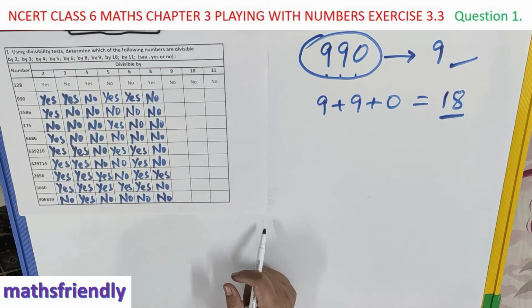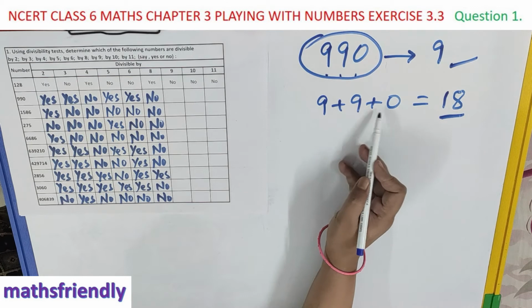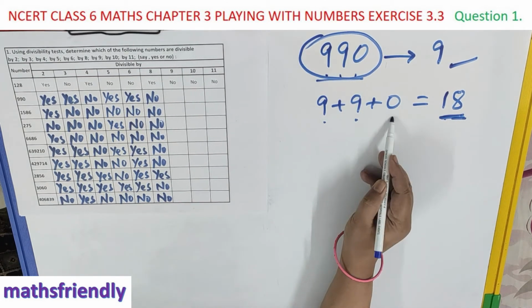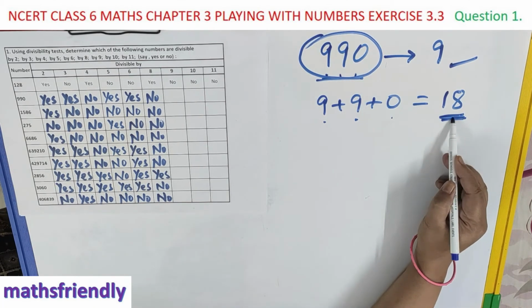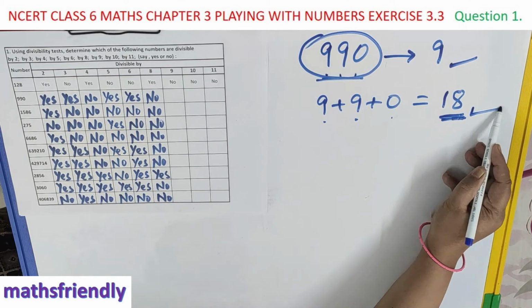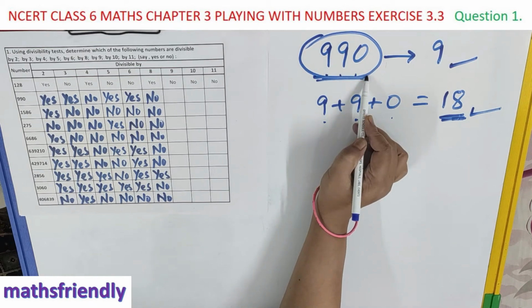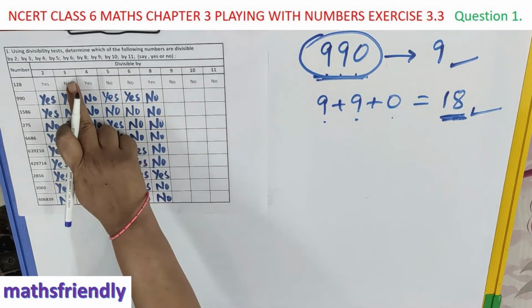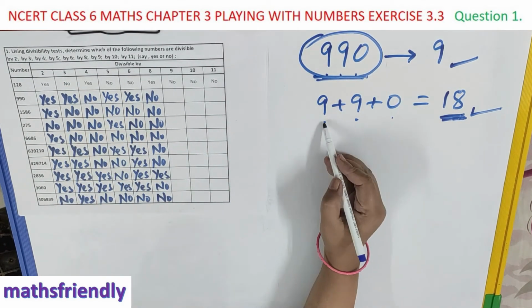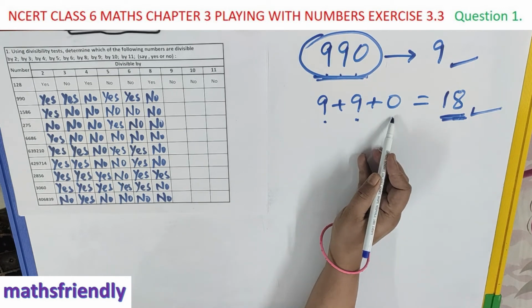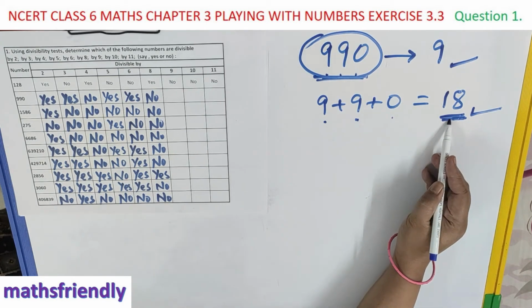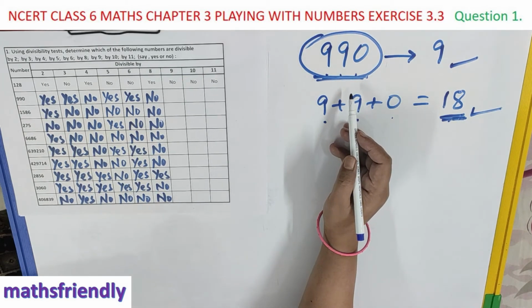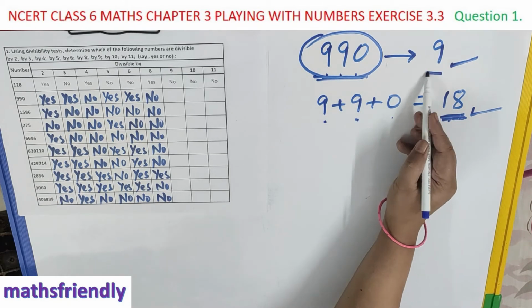So what is the rule? If the sum of the digits of the given number is divisible by 9, then the number itself is divisible by 9. This is the same as the divisibility test for 3. In 3 also we have to add the digits of the number and check whether the sum is divisible by 3 or not. If the sum is divisible by 3, the number will also be divisible by 3. The same thing is there in 9 also.